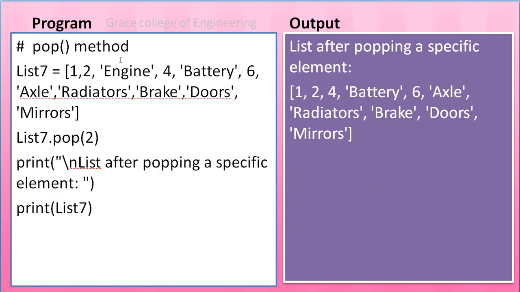Then the pop() method, which is used to remove the elements based on the index. The list is created, from that pop(2) index value is given. Based on that it will be removed and the remaining elements are present in the output.